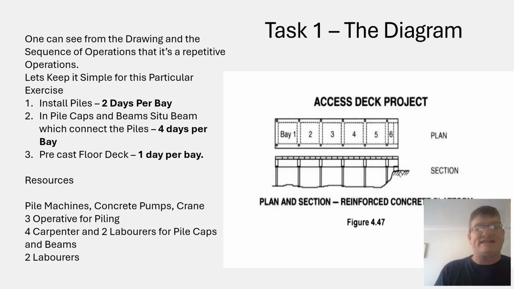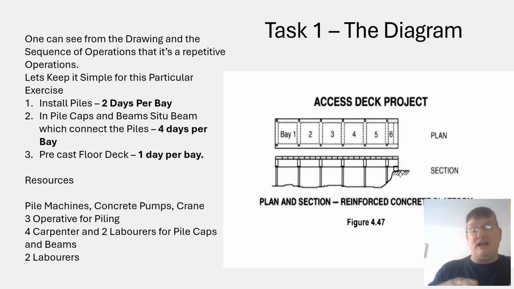If I move on to the next slide, you can see the access deck to the right. Bay 1, Bay 2, Bay 3. Bay 1 has got 4 piles. Then you put your pile caps and your concrete beams, 4 of them. Then you add another 2 piles, and then another 2 piles, and so on and so forth. So you have this series of bays which are square shaped.